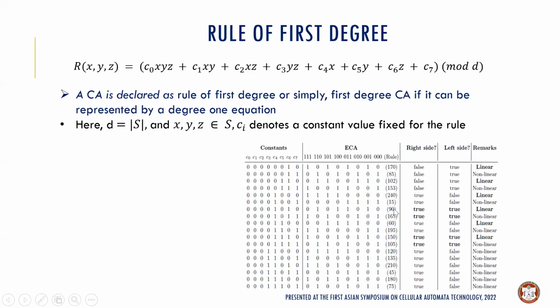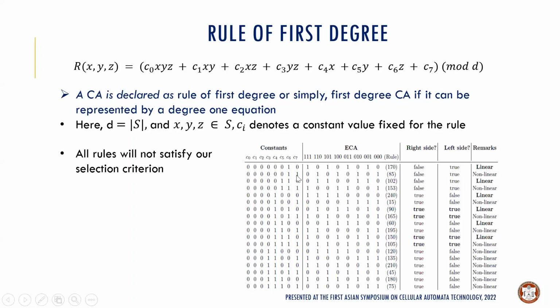Here we can see some examples of rules of first degree from elementary CA, that is three neighborhood two-state CA. These are only some examples. Here, if you observe, all these CAs are obviously not satisfying our randomness criteria. For example, if we take C0, C1, C2, C3, and C7 as 0, then the rule becomes a linear rule. See this? These are linear rules, and we don't want linear rules.